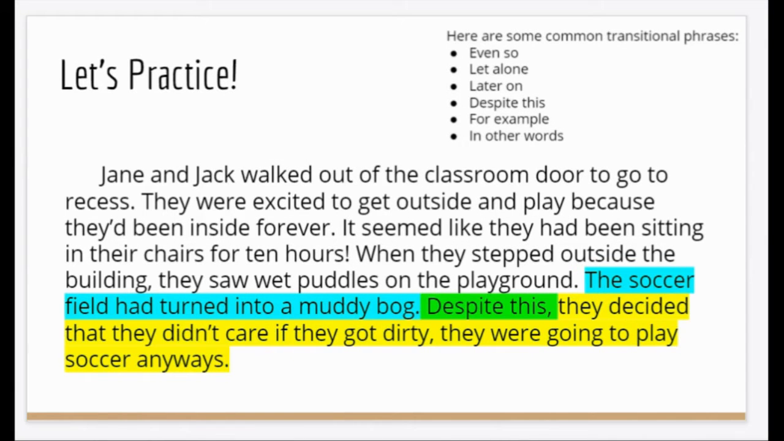So here's one example. How about if we add the transitional phrase to the second sentence? So it reads like this. Despite this, they decided that they didn't care if they got dirty. They were going to play soccer anyway.